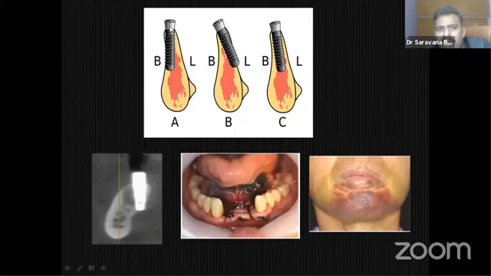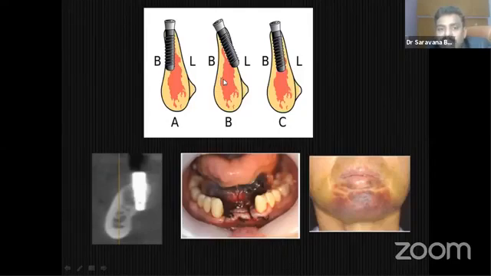Your implant placement should not be like the first picture or the second picture. If you go more towards the buccal side, there will be more chances of buccal cortical bone destruction or buccal cortical bone loss that leads to peri-implantitis, and finally leads to implant failure.